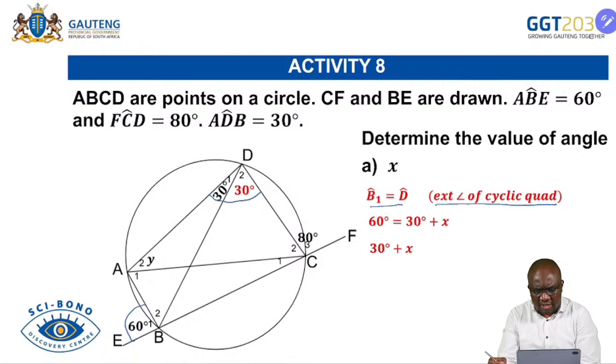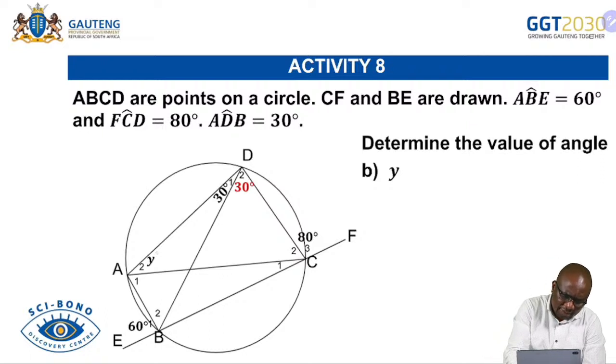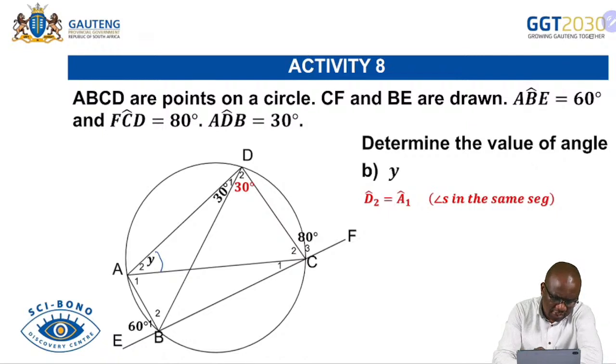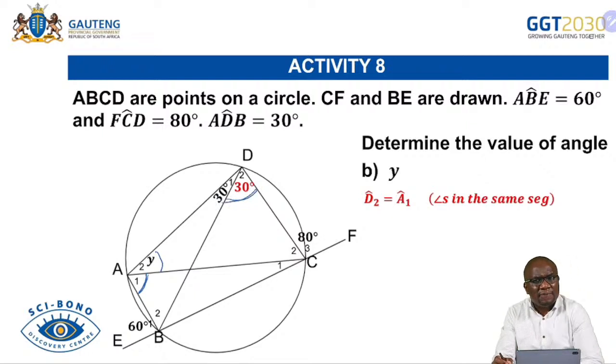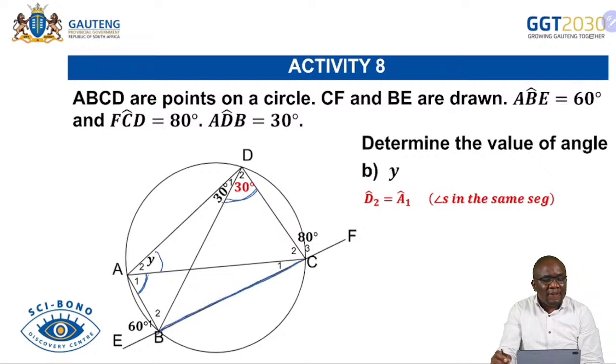Right, and then we need to find y here. Right, y, what do we do? D2, where's D2? It is equal to A1. This angle here is equal to this angle here. Did I miss that? I think so, because this is the same chord BC. They are subtended by the same chord BC, so they are angles in the same segment. I missed that when I was looking at the information.